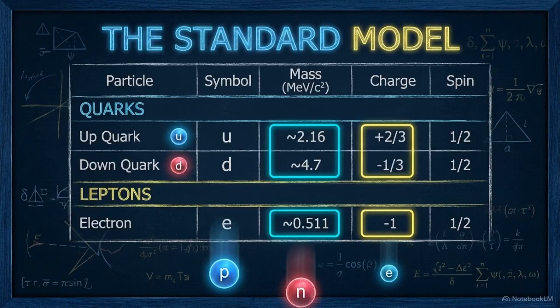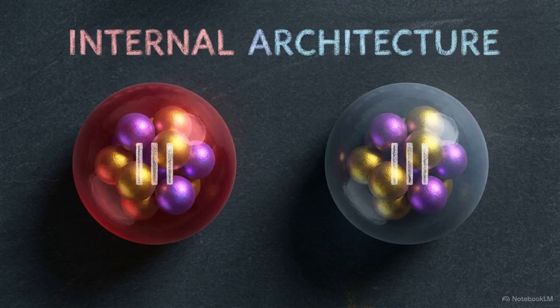The Standard Model provides the actual baseline for matter, replacing the proton-neutron-electron trio. This table identifies exact mass and charge values for the up quark, down quark, and electron. Unlike the electron's integer charge, quarks carry fractional values in mega-electron volts. Protons and neutrons are therefore composite structures rather than indivisible units, and their behavior is governed by specific quantum rules.